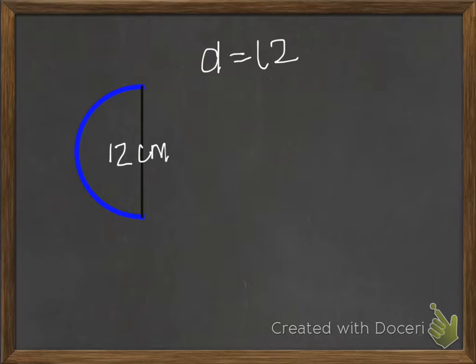So looking at my formulas, between my two formulas, I'm going to want to use the formula C equals pi times diameter. So let's think about this one, because if they cut my circle in half, I think that I also need to do that to my formula to make sure my circumference is correct.